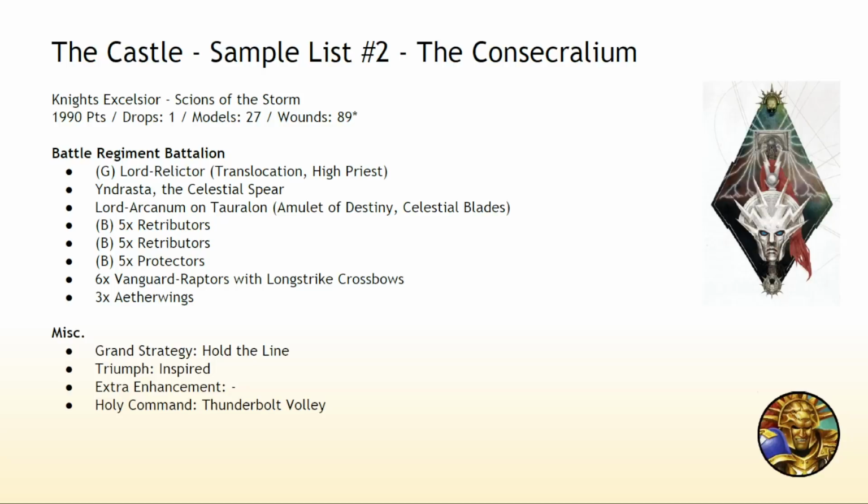So the idea here is that you have way less wounds than a typical castle would have, but you're resurrecting models every turn. And a lot of your dudes have really good ward saves. Andrasta has a 4-up ward, the Arcanum on Toralon has a 5-up ward, the Long Strikes are doing devastating damage, the Aether Wings are disposable. So even though it's only 89 wounds, it's kind of a misnomer because you're going to be reviving stuff throughout the game.